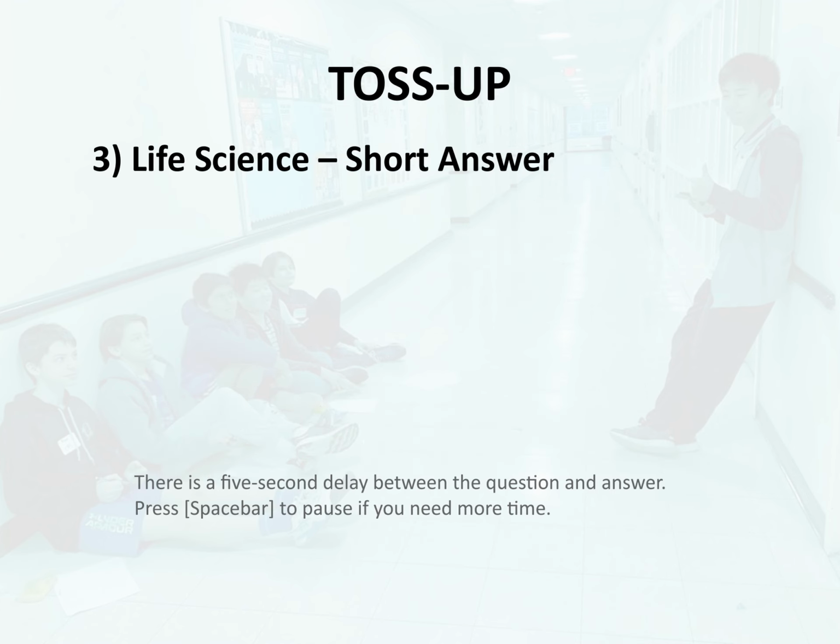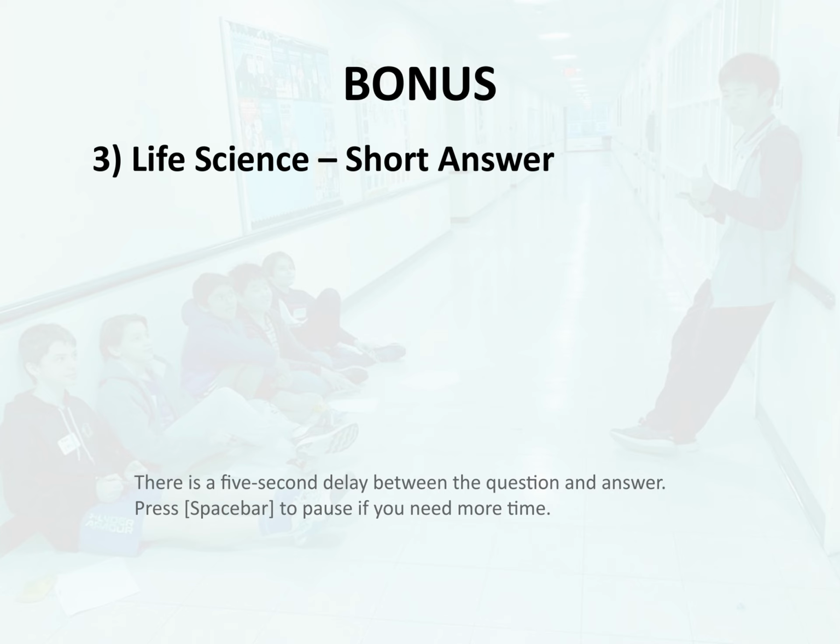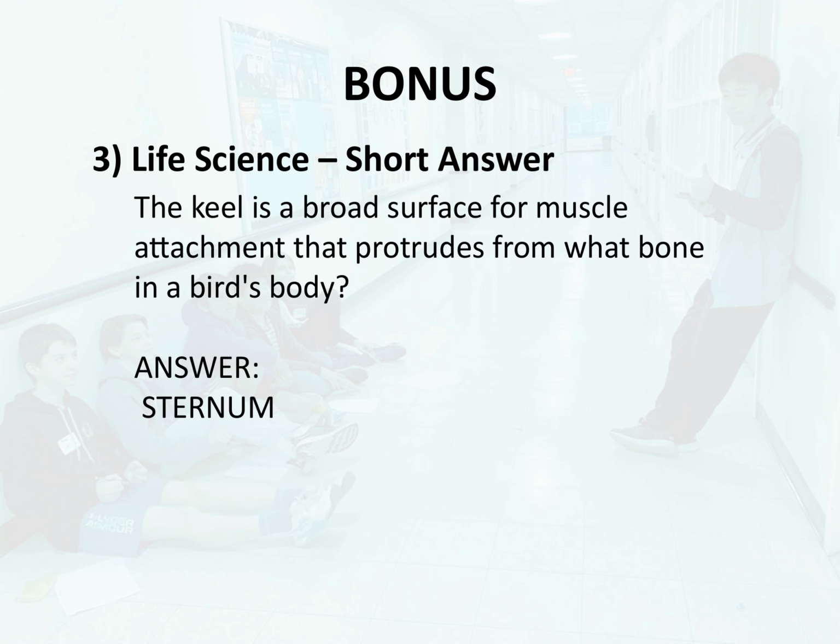Toss-up 3. Life science, short answer. What is the main structural material found in a skate skeleton? Answer. Cartilage. Bonus 3. Life science, short answer. The keel is a broad surface for muscle attachment that protrudes from what bone in a bird's body? Answer. Sternum.